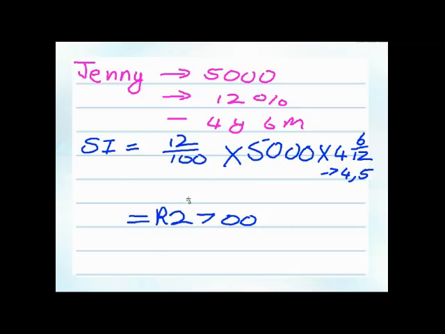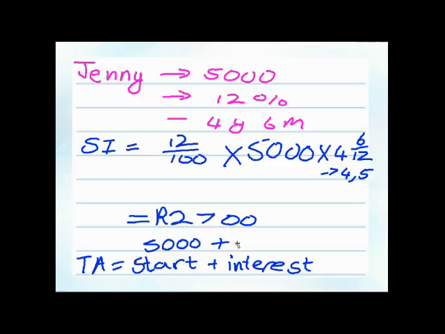But now the question is, what is the total amount that Jenny has to pay back to the bank? As in the beginning, we said that the total amount is equal to the starting amount plus the interest. And that will then be 5,000 plus the interest of 2,700, which gives us 7,700 Rand that Jenny has to pay back to the bank.